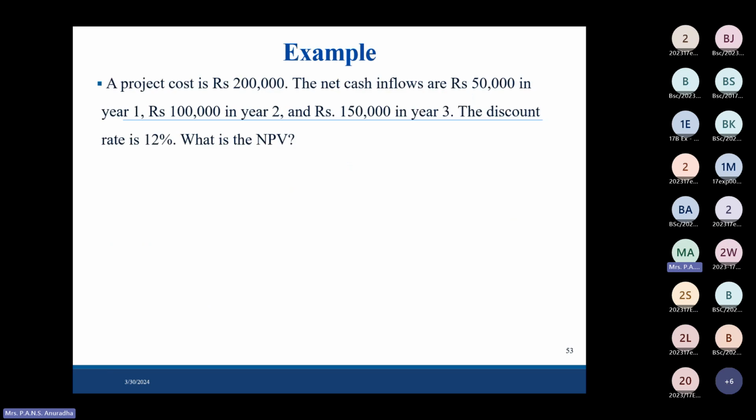So let's look at this example. A project costs 200,000. Net cash inflows are 50,000 in year 1, 100,000 in year 2, 150,000 in year 3. The appropriate discount rate, or the project cost of capital, or the project required rate of return. I think we did the cost of capital. You know conceptually what cost of capital is now. You are given the discount rate, the appropriate cost of capital, or the required rate of return, is 12%. So what is the NPV?